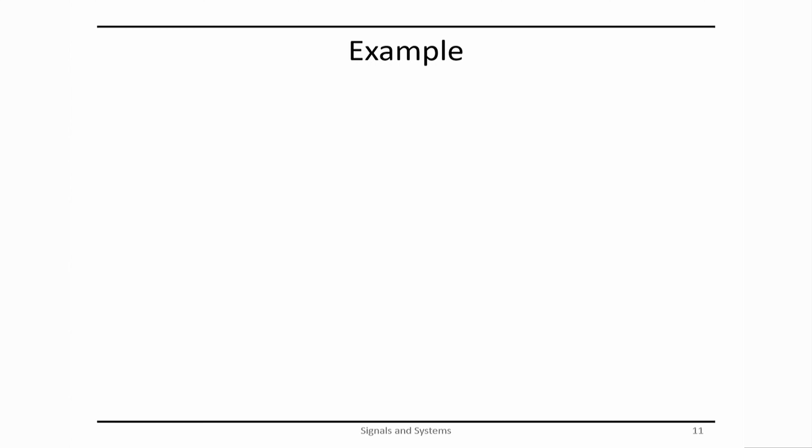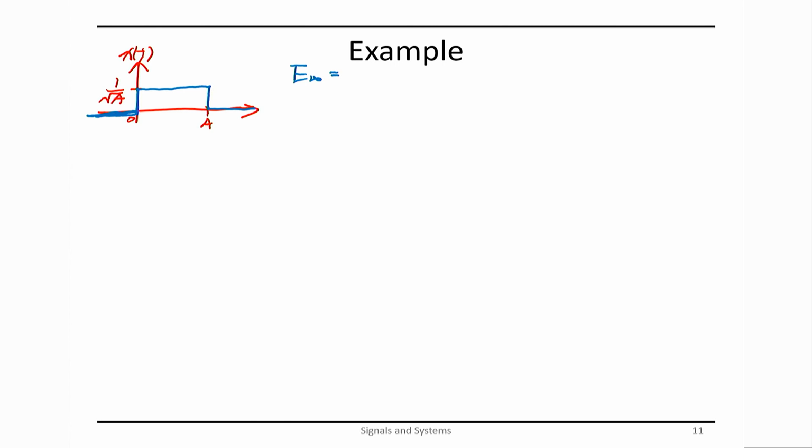So suppose we start out with a simple example where we have x of t that is equal to 1 over square root a from 0 up to a. So suppose we look at this signal x of t that takes on this square shape between 0 and a. So suppose we are asked to compute the energy, okay?